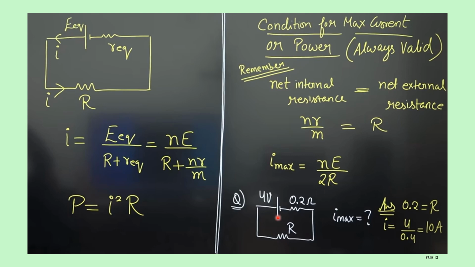Let us verify with an example here. For the I maximum condition, internal resistance will be equal to external resistance, so 0.2 ohm is equal to R. Then I substitute in this formula. EMF is 4, divided by 2 into R value 0.2, that is 2 into 0.2, you will get 0.4. When you simplify this, you will get 10 ampere of current, which is the maximum current in this case.